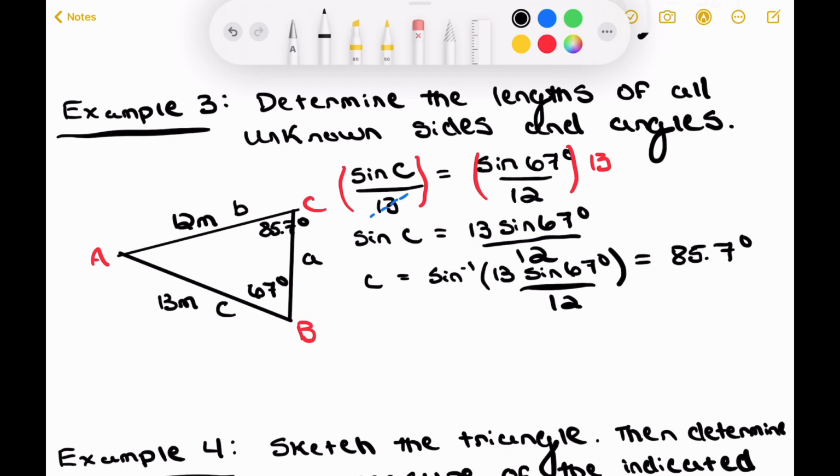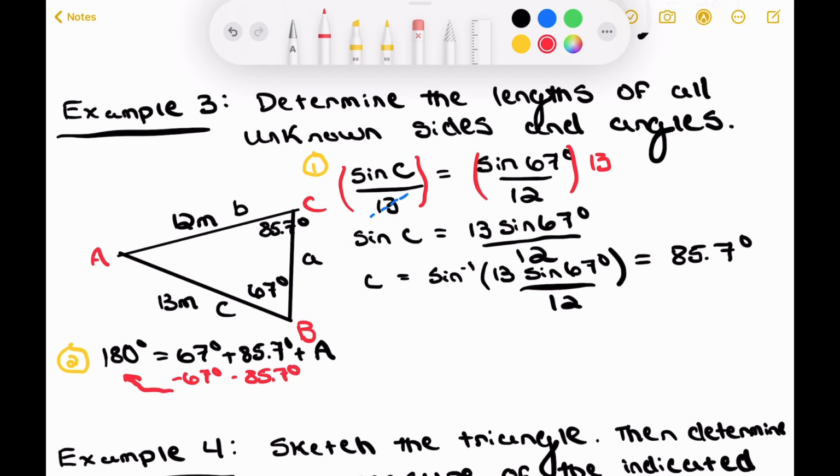And so if we label this as our step 1, then our step 2 is to get that third angle that exists within our triangle. So we have 180 degrees is equal to 67 degrees plus 85.7 degrees plus some unknown angle A. And in order to get that, we have to subtract both the 67 degrees and the 85.7 degrees to isolate A from both sides.